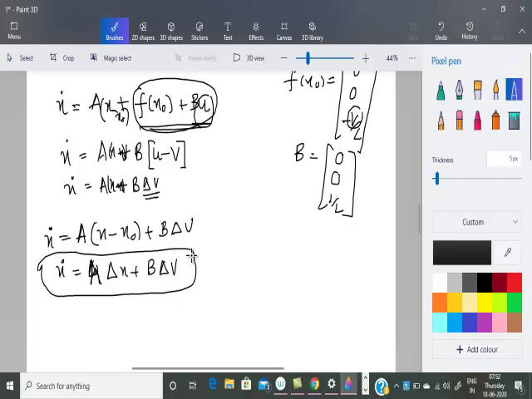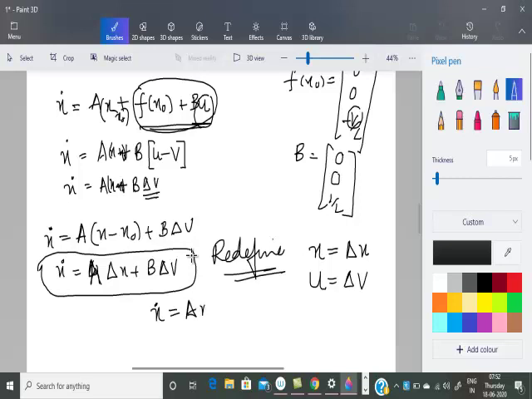So here you will redefine your variables to make things simpler. You say my state variables x are equal to delta x, and the input is equal to the deviation in the voltage from the equilibrium point. This is not very difficult to do, and basically what you're doing is redefining this as x dot is equal to Ax plus bu.